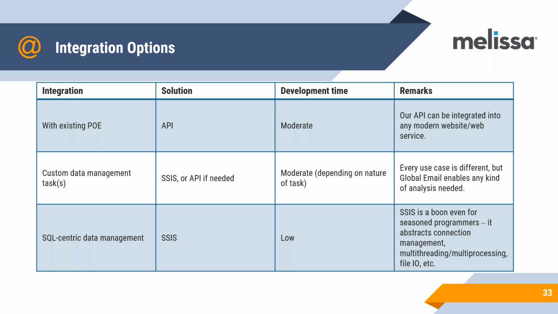The API can be used for bulk processing too, but SSIS is probably the better choice here, unless you have a use case that demands customization beyond what's possible in SSIS or SQL Server. And of course, SSIS is mainly intended for general data management and bulk processing, especially when integrated with SQL Server jobs and all that.